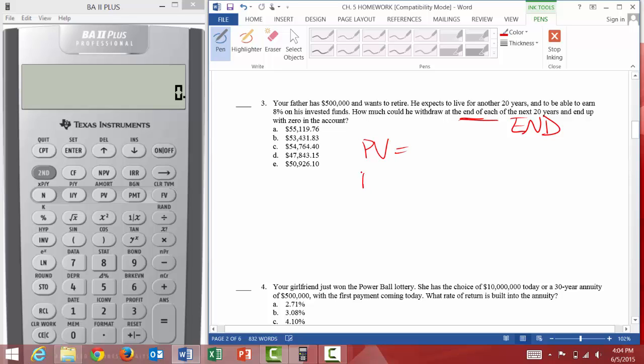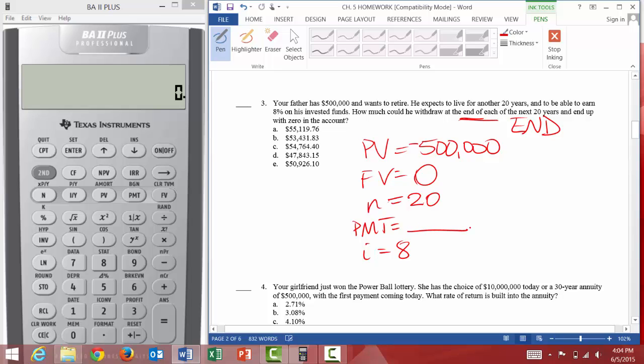So I'll put down my keys: present value, future value, N, payment, and I. So he has $500,000 today, and he hopes to invest it in a way that he can live on it for 20 years. So that means N is 20. And he expects to earn 8%. And so how much could he withdraw? So in the future, at the very end, there'll be nothing left. So put 0 for future value. How much can he withdraw at the end of each of the next 20 years? And it says, and end up with 0 in his account.